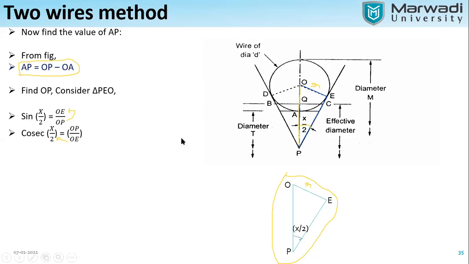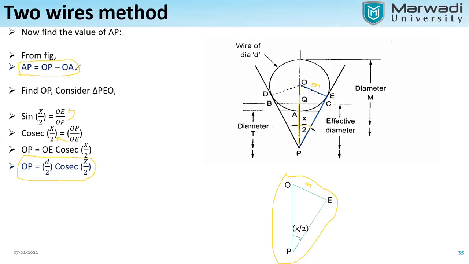So what is the final answer? Now OP is OE into cosec x by 2, and that is why OP is d by 2 cosec x by 2. The answer of OP is d by 2 cosec x by 2. Right. So guys, try to understand the situation. One by one, we are finding the required parameters, so it is easy for you to remember the theory. So OP is what we got.